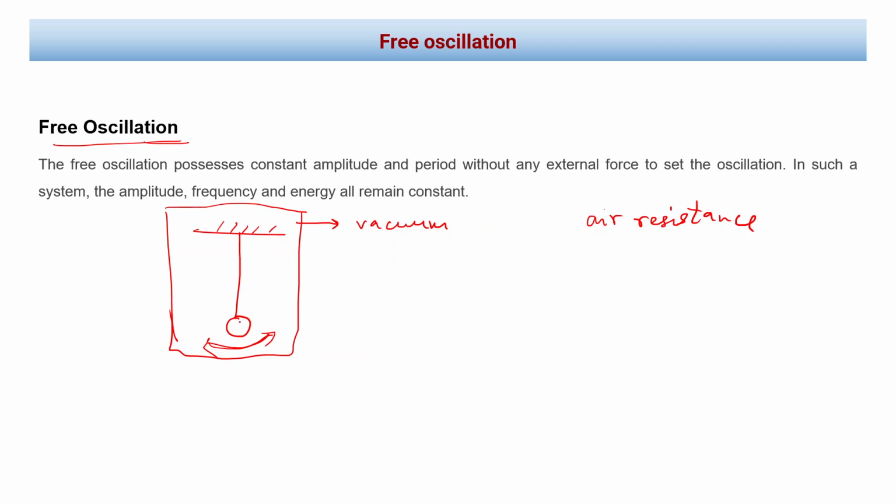In that case, if you disturb the system once, no energy will be lost. So when the pendulum is at the mean position, all its energy is in the form of kinetic energy, and when we take it to some position, here all the energy is in the form of potential energy.